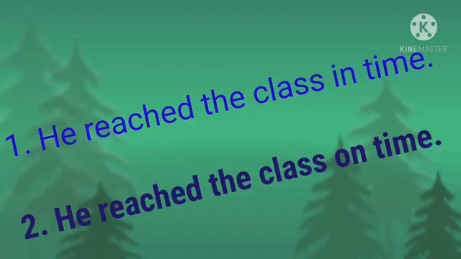Is there a difference between these two sentences? Yes, there is a vast difference between these two sentences. When we say he reached the class in time, it means within time. So if the bell is going to ring by 9:30, if he reaches well in advance, somewhere before 9:25, we can say that he reached the class in time. Whereas if he is going to reach the class exactly by 9:30, just before the bell is about to ring, then we have to say he reached the class on time.